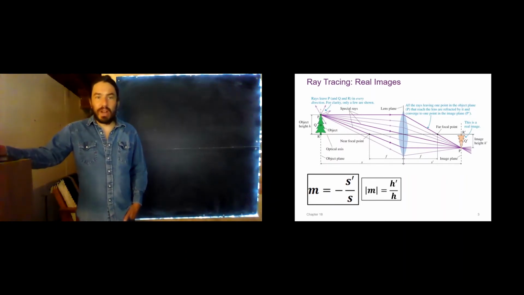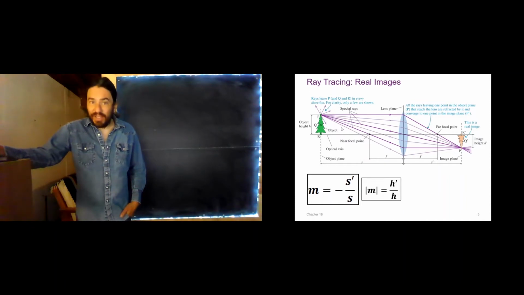It's important to remember, here's our object. It's important to remember that there are an infinite number of rays going off in all directions from this object. Of those infinite number of rays, we've chosen to represent 7 rays here, just to see what will happen.